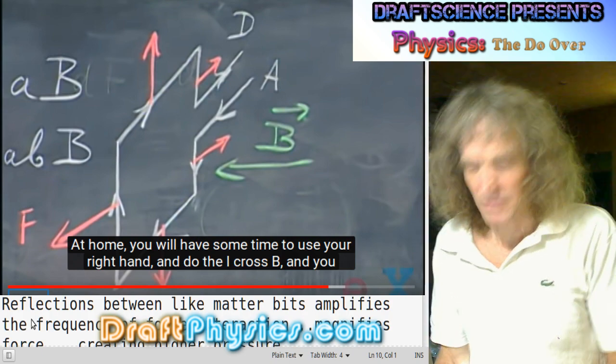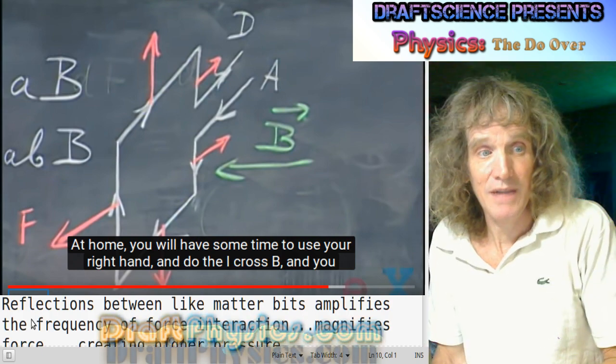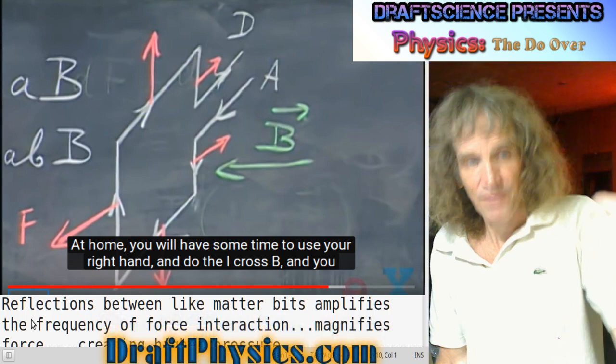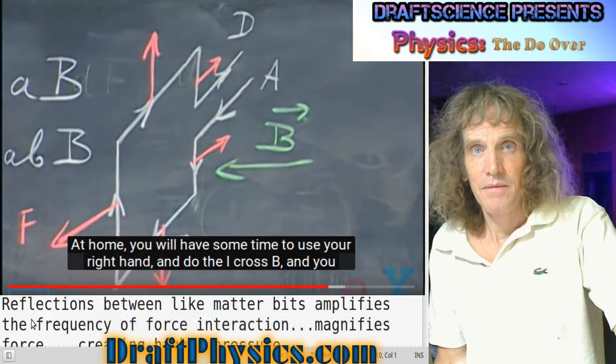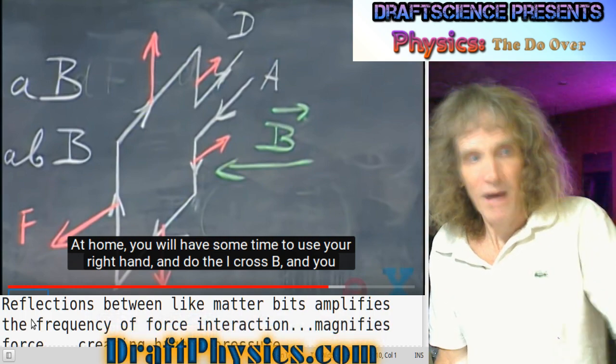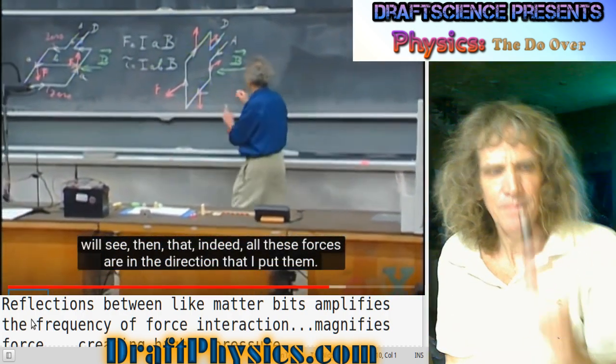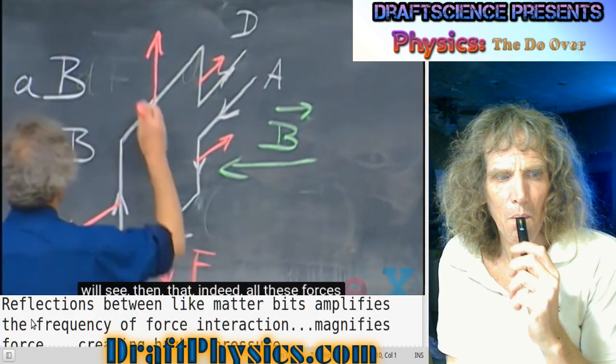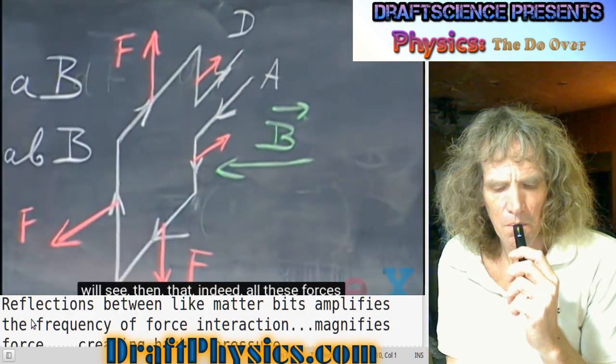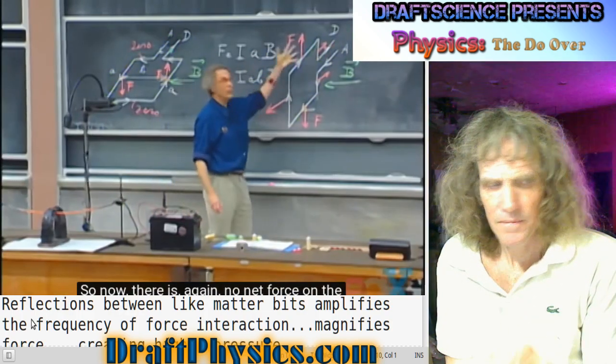So they don't go anywhere. It all evens out. But it has to do with the field being balanced, not the wire being balanced. I cross B. And you will see then that indeed all these forces are in the direction that I put them. So now there is again no net force on the system.